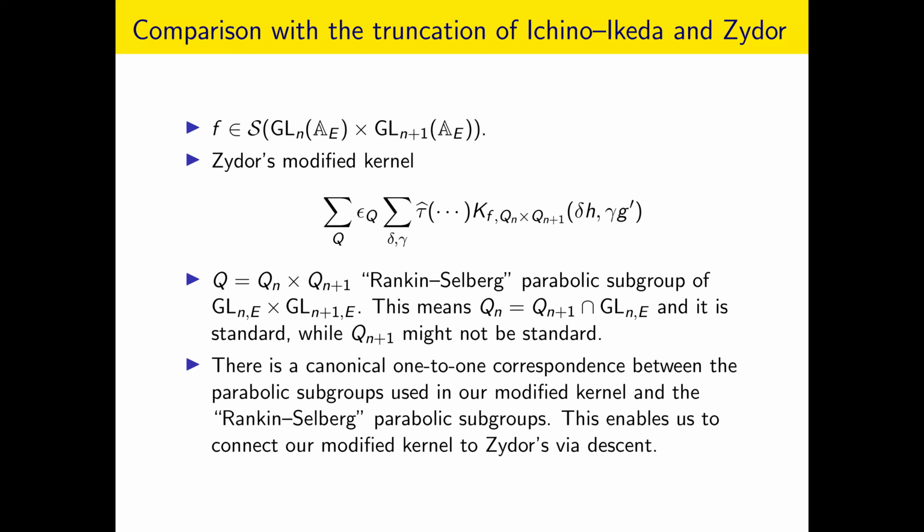Miraculously, it turns out that there's a canonical one-to-one bijection. This is not that obvious, but you can write it down explicitly. There's a canonical one-to-one correspondence between the parabolic subgroups used in our modified kernel, that is the parabolic subgroups of the Jacobi groups, and the so-called Rankin-Selberg parabolic subgroups that Zydor used. So it's really a perfect match. This enables us to study our modified kernel using the method of descent. We can essentially descend everything to the infinitesimal level and invoke some theorems of Zydor and Chaudouard. That's how we study our modified kernel.